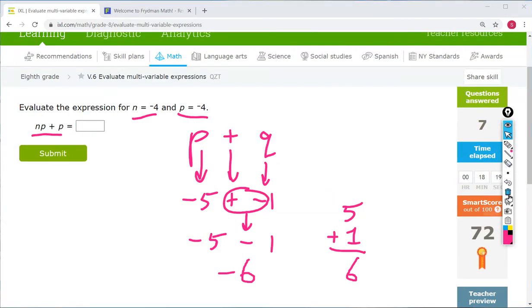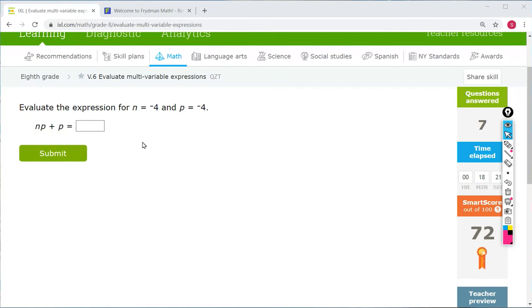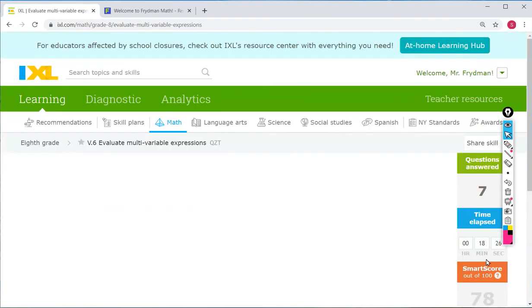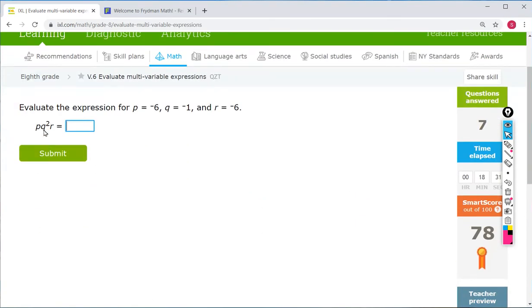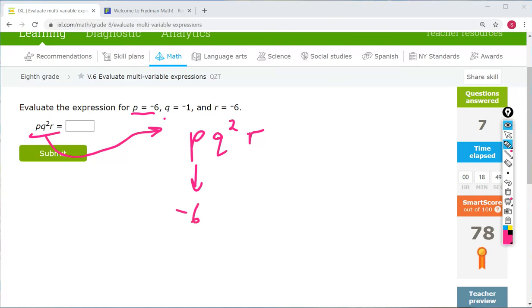All right. This problem is like the problem we did a couple questions ago. So I'm going to skip to the next level, see if I get something different. Oh, here we go. So we have some exponents over here. That's nice. So let me just write this over here. I have PQ squared, or Q to the second power, R. So let's plug in everything. P is -6. Q is -1.